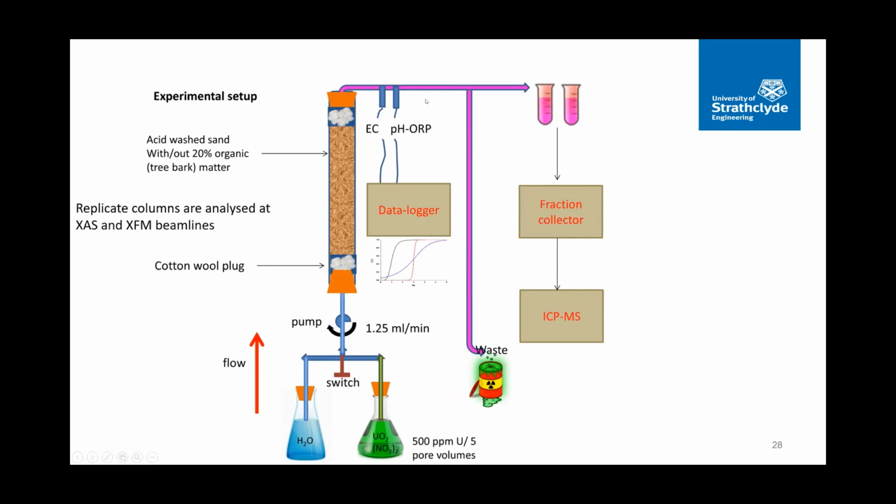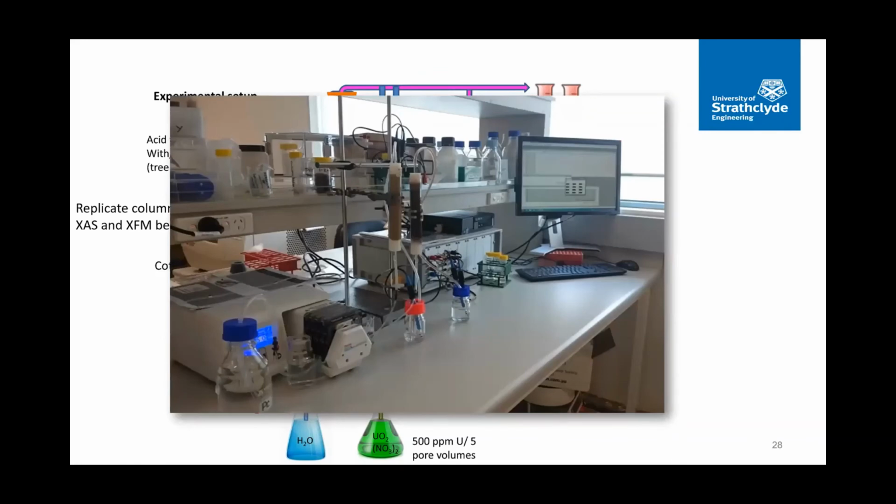The outflow was detected by electrical conductivity, pH and ORP, which went to a data logger. Then that went to a fraction collector, and that went to ICP-MS for detailed concentration. I did this in replicates, so that was split longitudinally and horizontally in cross section. And there's my setup with the data logger and the pump.